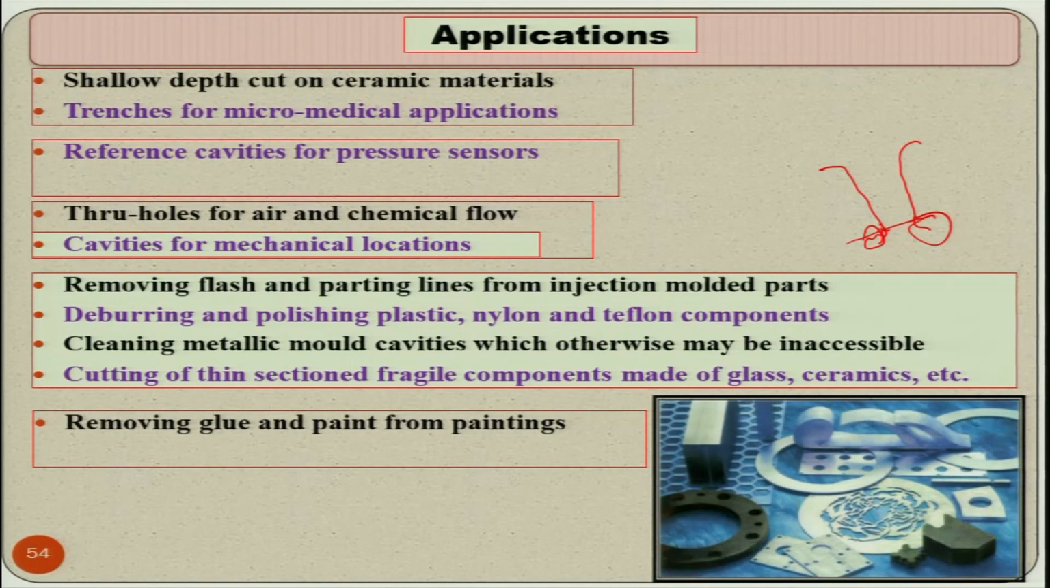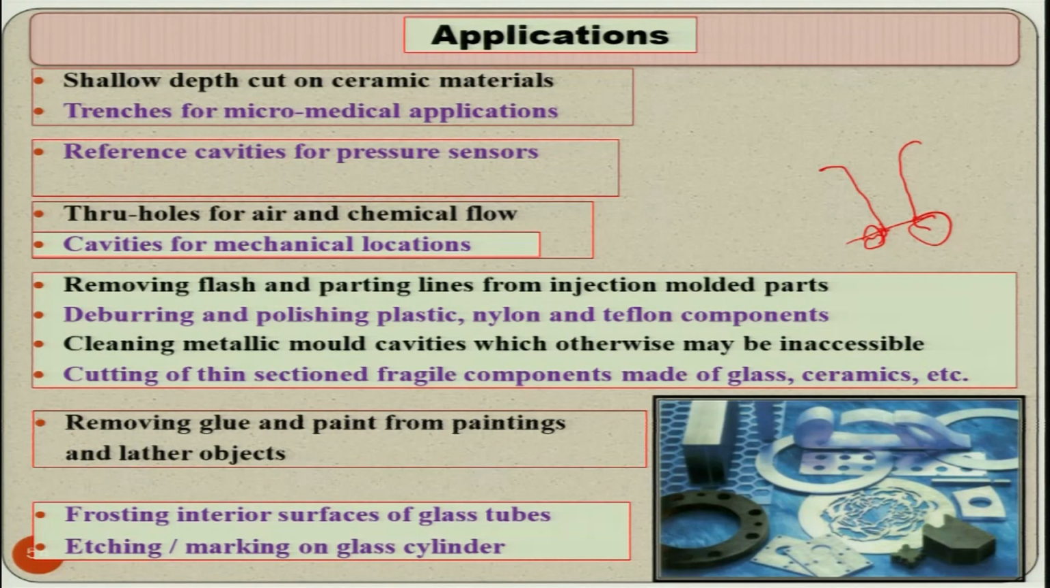So, for that particular purpose, depending upon what is the material on which paintings are made, if they are hard enough, then you can easily remove glue and paint from those surfaces with the help of this particular process, and that may be leather objects or metal objects also. Another thing is frosting interior surfaces of glass tubes, etching, marking on glass cylinder. This is a very important application, frosting, because you know glasses are used as window glass or other purposes also, and you do not want that people should see on the other side.